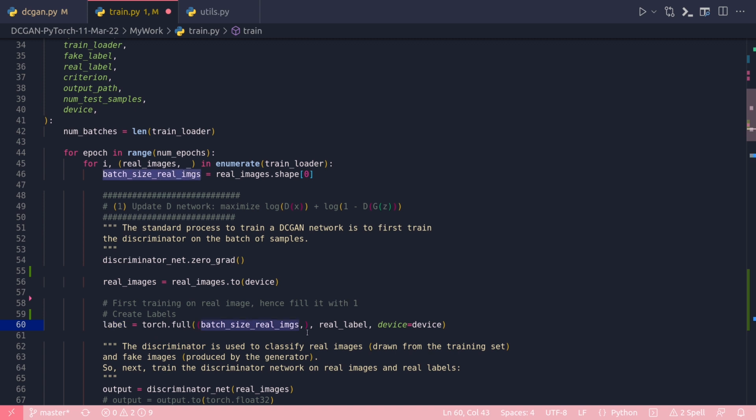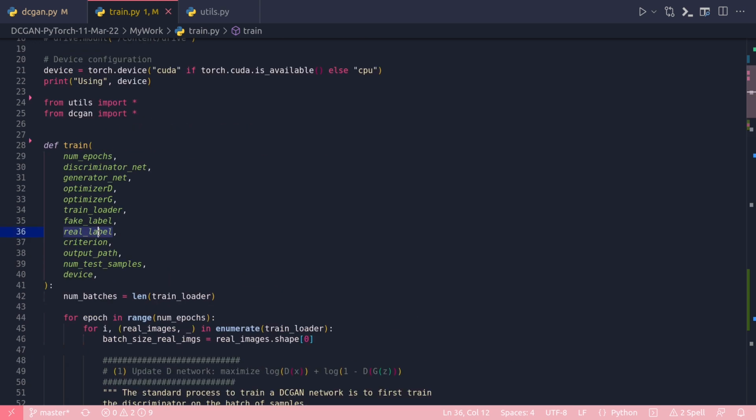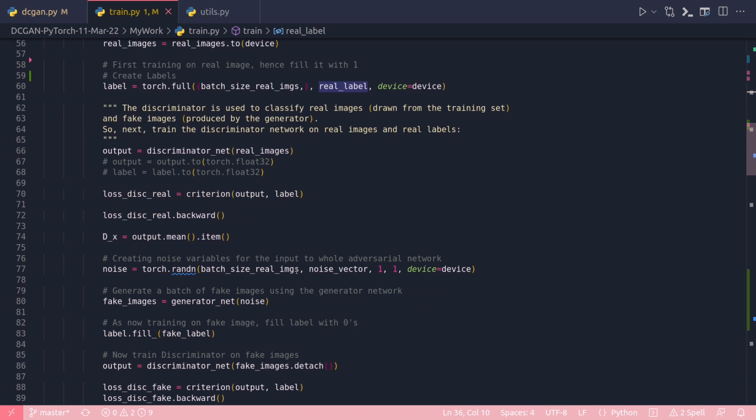torch.full with batch size real images, real labels, device equal to device. So here this variable batch size real images is just the number of samples in a batch, so that many labels would need to be created. And real label, this is coming from the argument here, and later we will see that this will be number 1 because it is a 0-1 binary problem in the discriminator. So my fake labels will be 0, real labels will be 1.